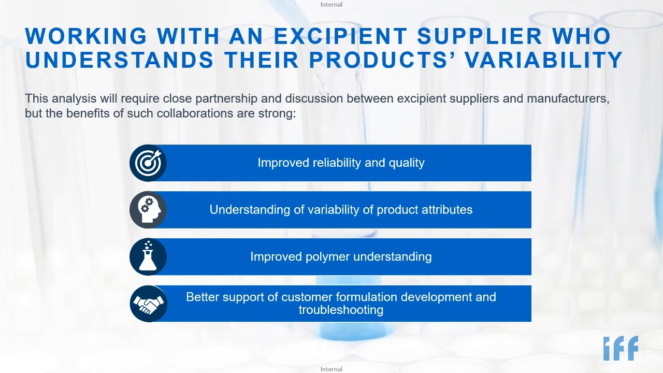The formulator and the pharmaceutical manufacturer will have improved reliability and quality. They would understand better which attributes can impact their product. They will also have an improved understanding of the polymer, and an excipient supplier could provide better support when you are developing your formulation and helping you out with your troubleshooting.